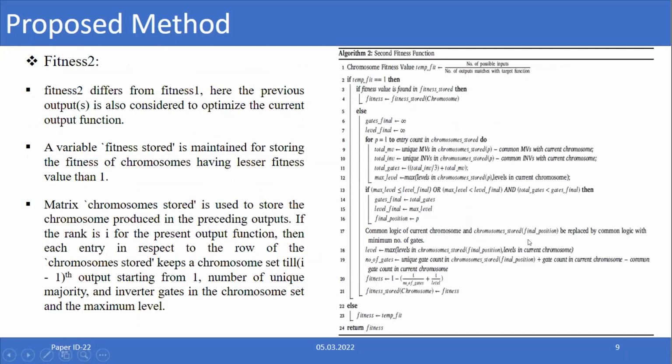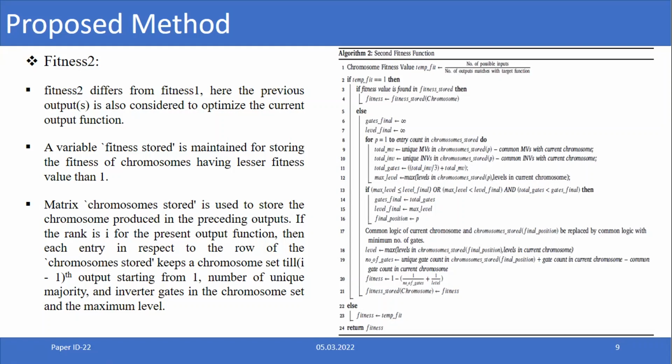The second fitness function differs from the first, and it considers the previous outputs. In the calculation of fitness function 2, I have used mainly two variables: one is fitness stored, another is chromosome stored. In fitness stored, I use this variable to store the fitness of a chromosome having a fitness value lesser than 1.